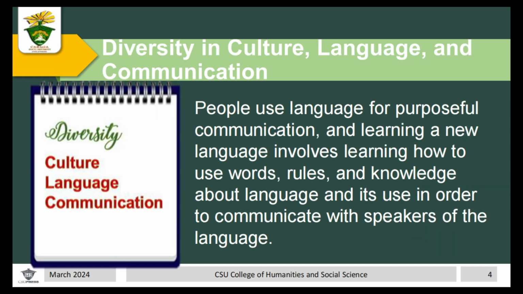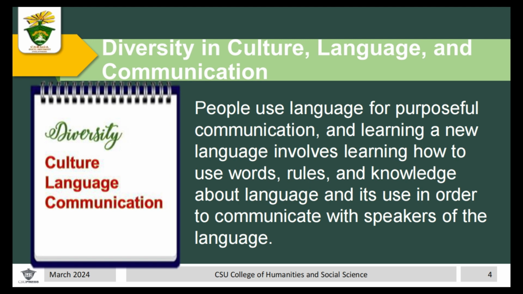And so, people use language for purposeful communication. Culture, as shown in the previous panel, shapes how people interact. And so, language is used in purposeful communication because language is the primary tool of communication within a culture. That's why language is important within a culture. Learning a new language involves learning how to use words, rules, and knowledge about the language and its use in order to communicate with speakers of the language.